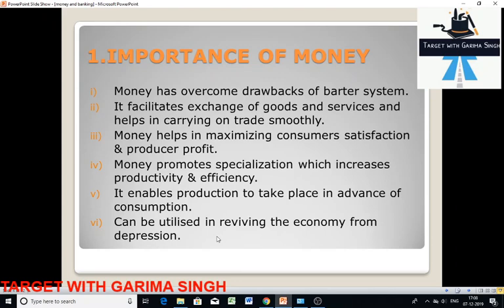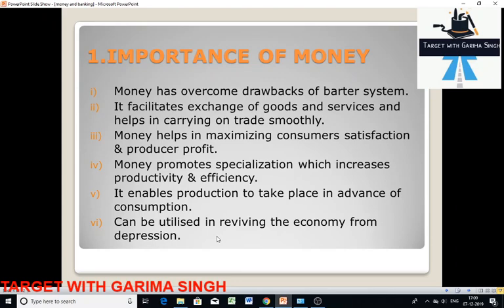First, money has overcome the drawbacks of the barter system. We have read the drawbacks of the barter system, which make the exchange process unwieldy and highly inefficient. In fact, money was invented by society to overcome these drawbacks. The barter system suffered from four main drawbacks. Money as a medium of exchange solves the barter problem of lack of double coincidence of wants.